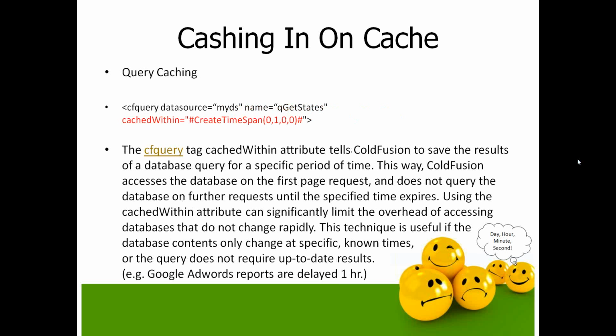All right, query caching. Basically, query caching is what you do with the CF queries. You have a cache for them. There's also a cache after, which I've never really used and have never really understood why it's there, but it is. But cache within will tell the ColdFusion server to store that query in memory for the length of the create time span that's provided to it. Again, that's days, hours, minutes, seconds, in that order.